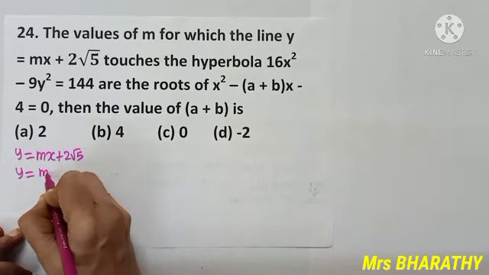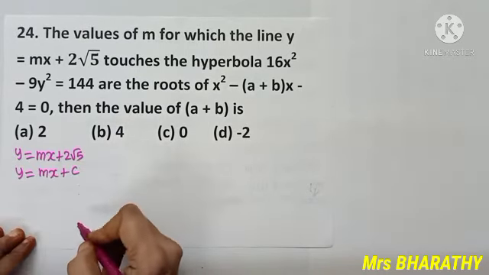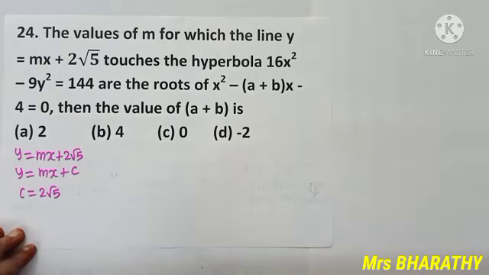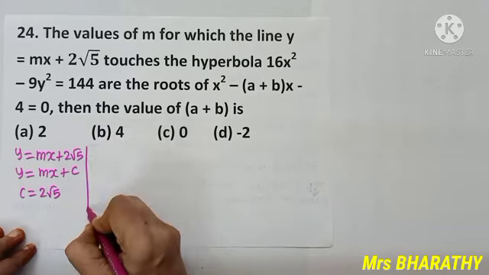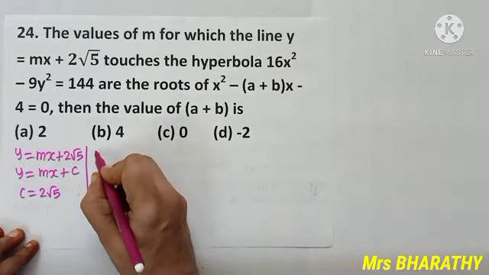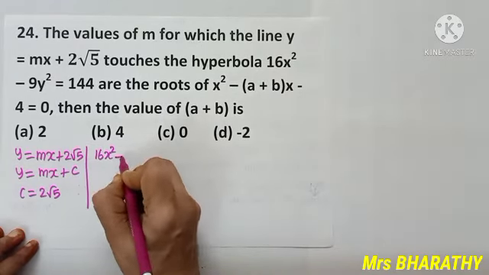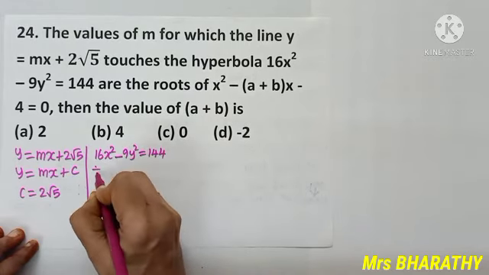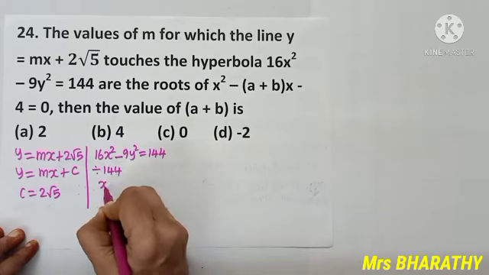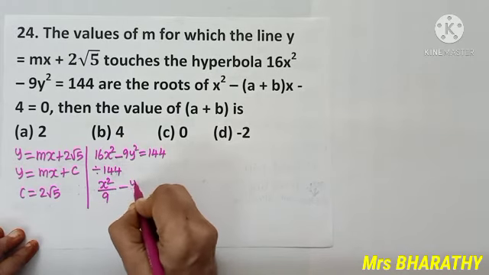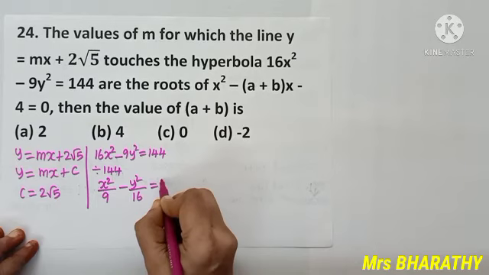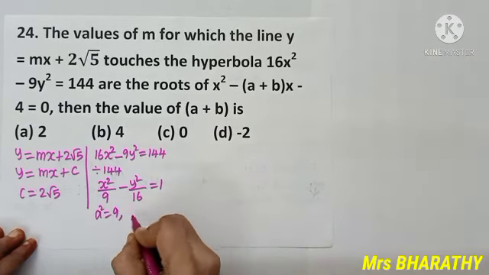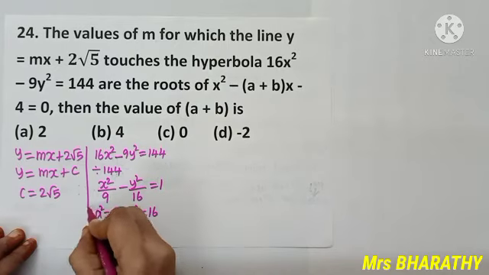Compare this line with y is equal to mx plus c, where m is m only, c is 2 root 5. The next, compare the hyperbola equation. 16x square minus 9y square is 144. Dividing by 144, we get x square by 9 minus y square by 16 is 1. Here, a square is 9, b square is 16.